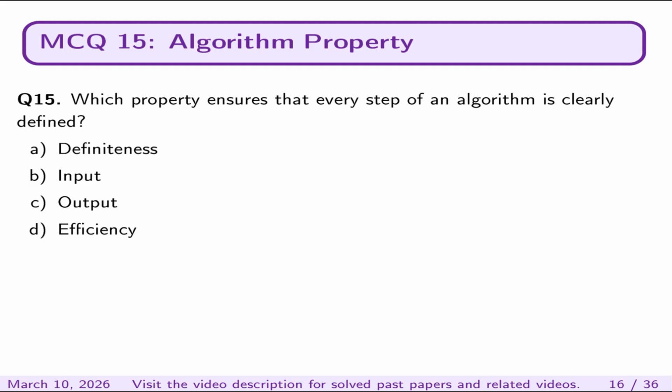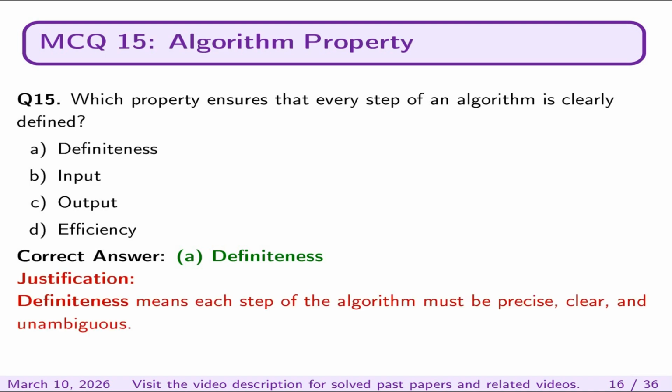Definiteness, input, output, efficiency. The correct option is definiteness, because it means each step of the algorithm must be precise, clear, and unambiguous.